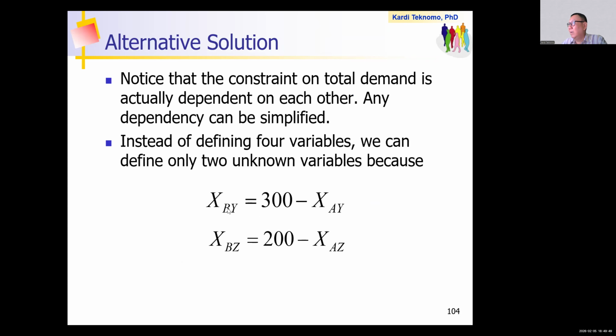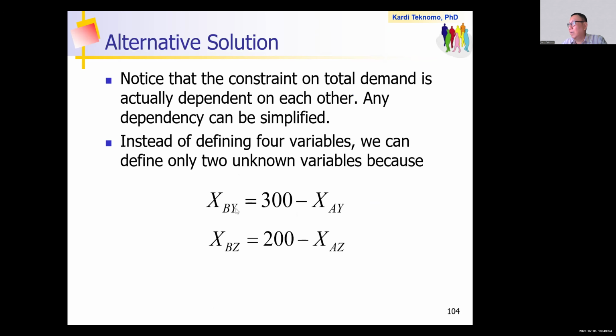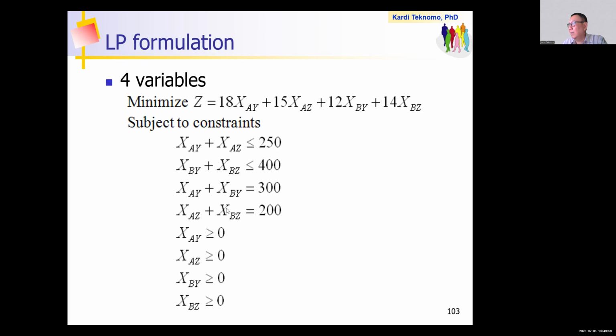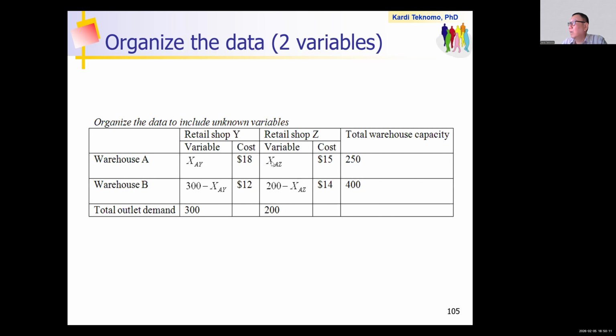So XBY, right? This one is equal to 300 minus XAY. Similarly, XBZ is equal to 200 minus XAZ, isn't it? Because you have equality. Once you have that, you just put it inside. So now you will have something similar, but now you only have 2 variables, XAY and XAZ. So it's simplified, of course.